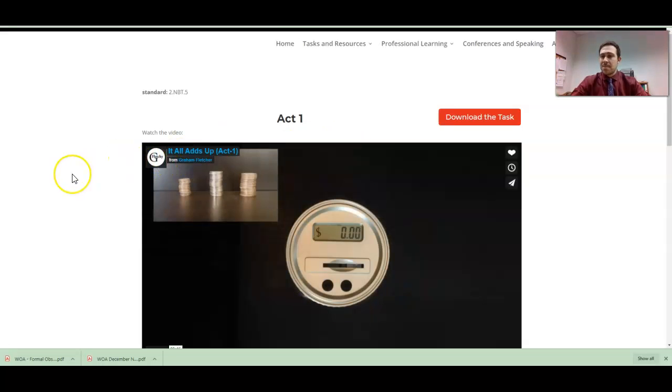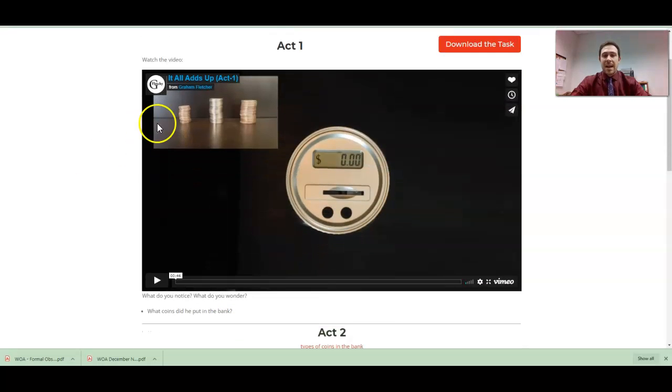Brings us up to our website. You don't have to create this. There's all kinds of resources on 3-act tasks, but Act 1 is just a video, and there's questions down here, and it says, what do you notice, what do you wonder? And then it says, what coins did he put in the bank? And really that's the question. The question is, you have to figure out what coins go into the bank.